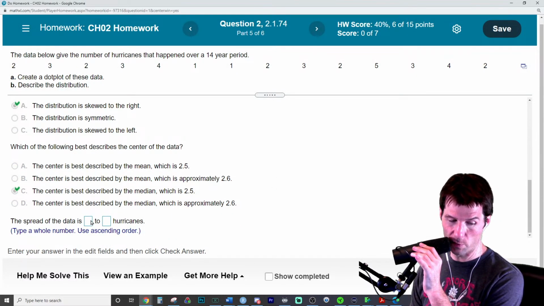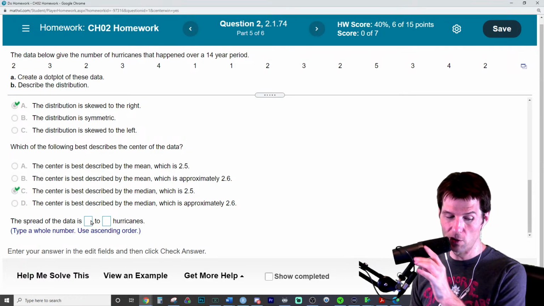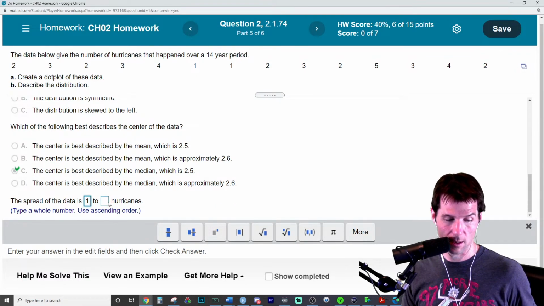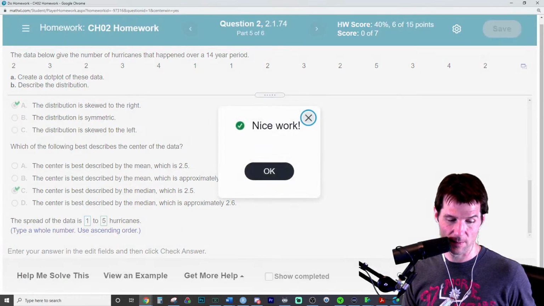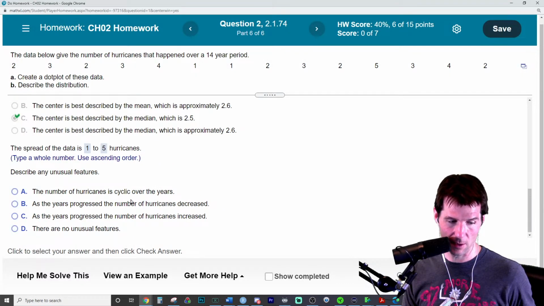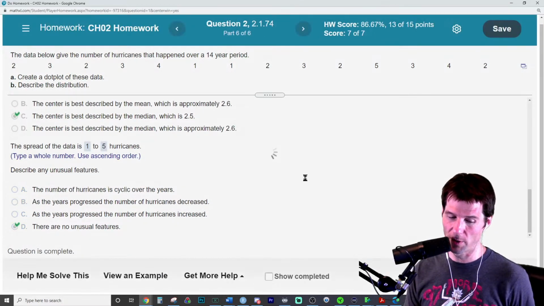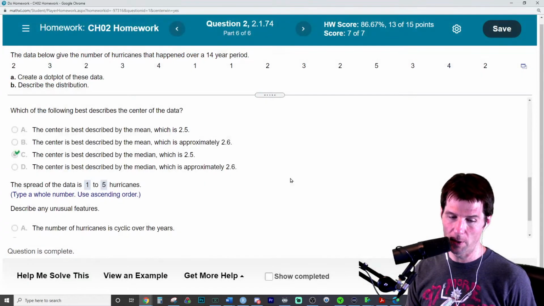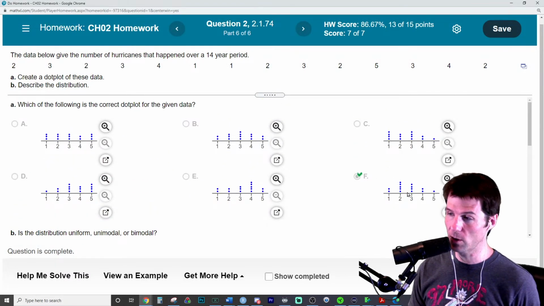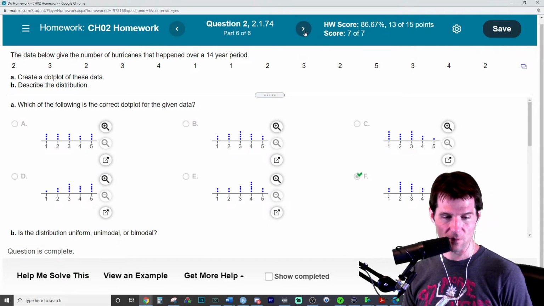And then it wants to know the range. Hurricane values range from 1 to 5. Good stuff right there. I think it's got describing unusual features. There's no unusual features. That's the one for this one. There are no outliers. There are no gaps. There's nothing really weird going on with this data.